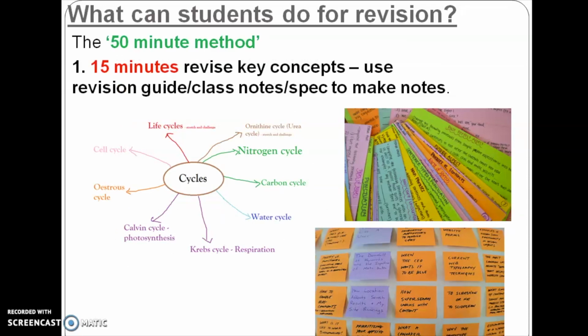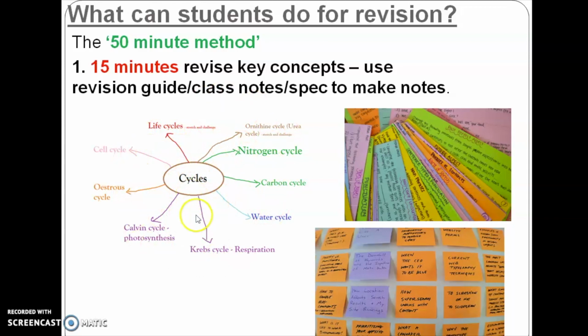Right, so what is the 15-minute method about? Number one, you spend 15 minutes revising the key concepts. Now in order to do that is to make good, concise, specific notes, and there's many different ways in which you can present this. Mind maps are really good because what happens is you can get different areas of a specific topic and consolidate them, and they make really good links.